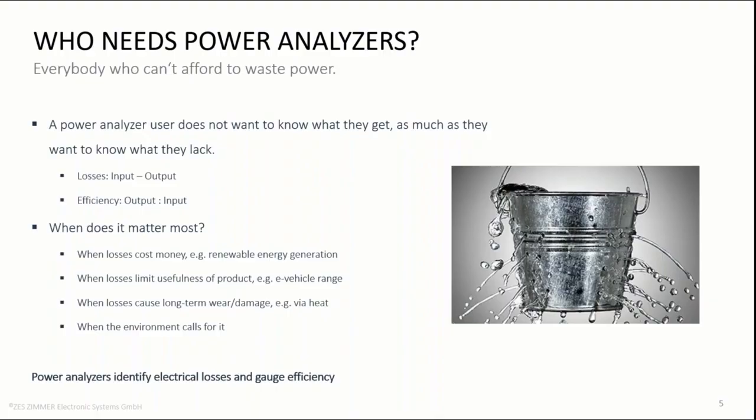So when does it matter most? It comes down to those power losses that have a significant impact on a system, no matter how low they may be. Some losses, for example, cost money. Let's say an efficient renewable energy generation plant will not only produce cheaper power, but possibly also have shorter investment payback time. So it makes sense that investors prefer the most efficient solutions and manufacturers strive to make their products as efficient as possible. Other losses can limit the usefulness of a product.